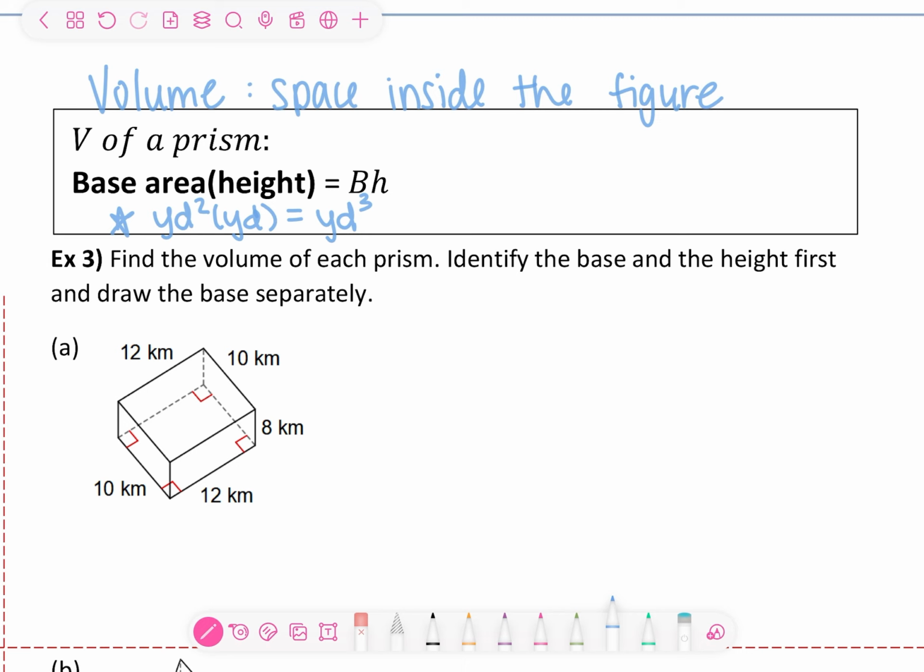Perfect. Okay, so find the volume of each prism. Identify the base and the height first and draw the base separately. So you start off the same way, except instead of finding perimeter, you only have to find base area and height and multiply them together. So it's a little bit simpler.